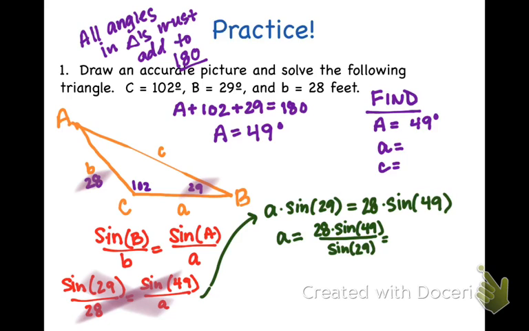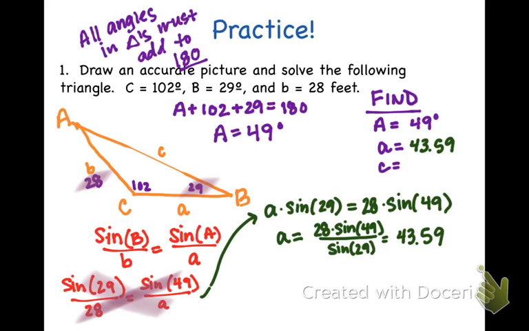And this goes straight into your calculator. Nothing here cancels. The sines do not cancel. So in your calculator, you want to type in that whole 28 times sine 49 divided by sine 29, and you get back 43.59. We'll round to 2 decimal places. And I can put that in my list. Okay. So to find the missing side lengths in these triangles, we will use law of sines.